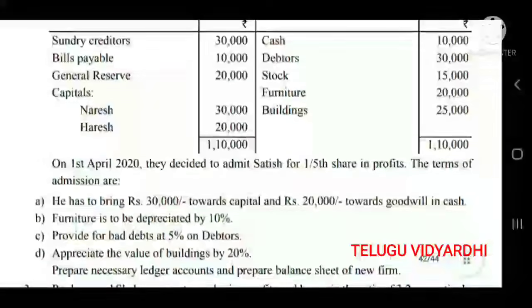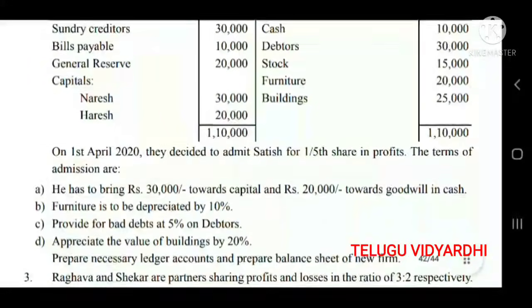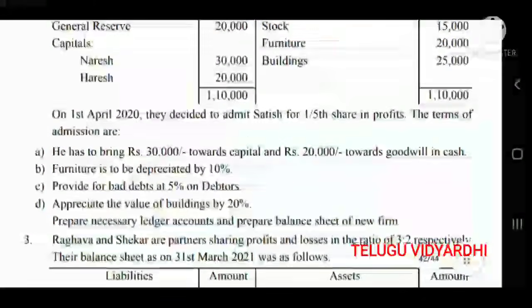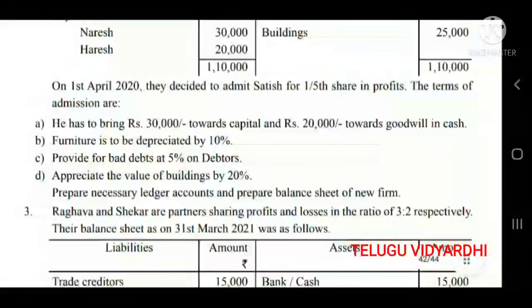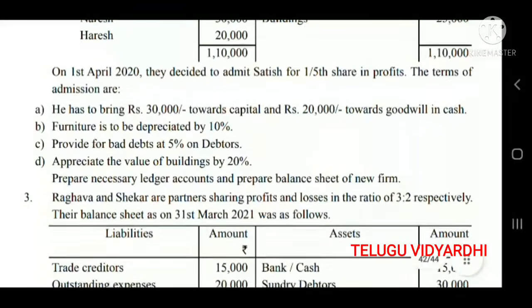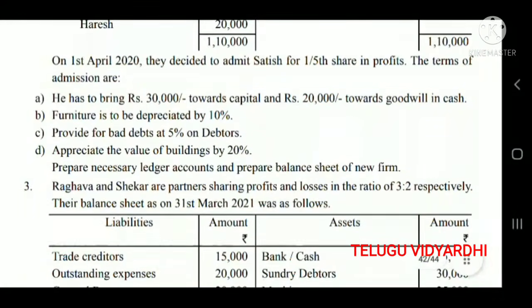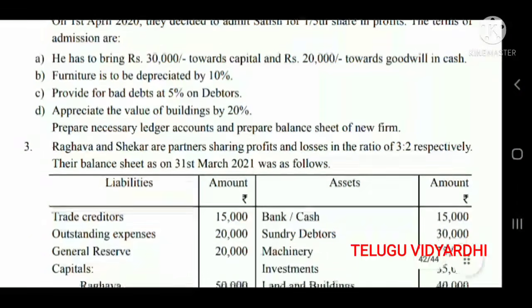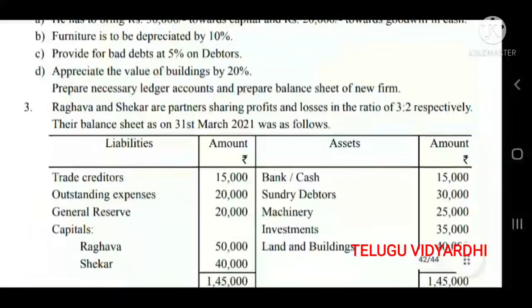He has to bring 30,000 towards capital and 20,000 towards goodwill in cash. B. Furniture is to be depreciated by 10%. Provide for bad debts at 5% on debtors. Appreciate the value of buildings by 20%. Prepare necessary ledger accounts and prepare balance sheet of the new firm. Then come to the third problem.